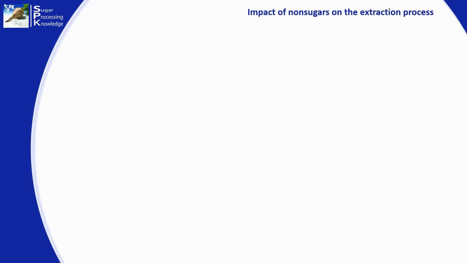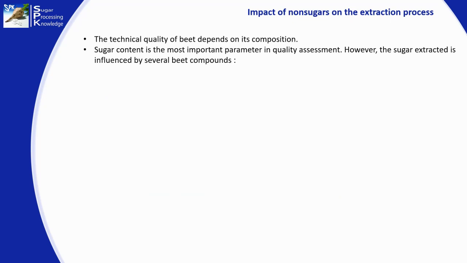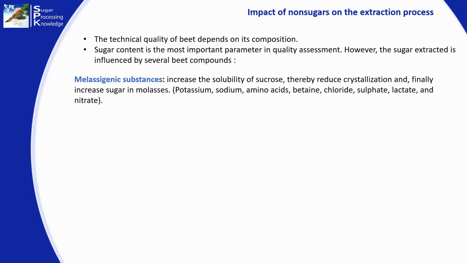Now we will see the impact of non-sugars on sugar beet processing. We have seen that the technical quality of beet depends on its composition. The sugar content is the most important parameter in quality assessment. However, the sugar extracted is influenced by several beet compounds. Among these compounds, there are the molassogenic compounds.